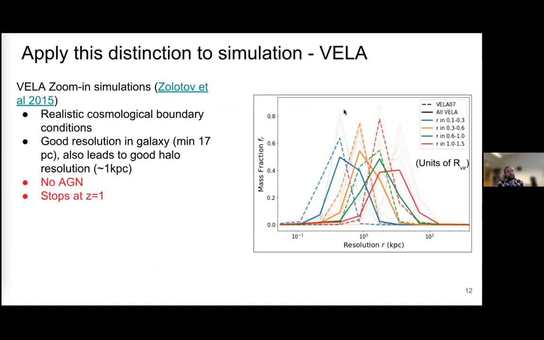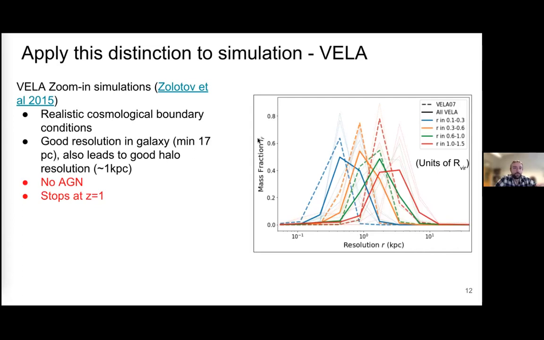Okay, so what we're going to do is apply this distinction that we just made to a simulation called VELA. I showed the phase plot of VELA earlier as kind of a preview, but let's talk about some details about the simulation. We're going to try and figure out which of these two mechanisms is more important for oxygen 6 in simulations first, and then we're going to talk about what it might mean for interpreting observations.